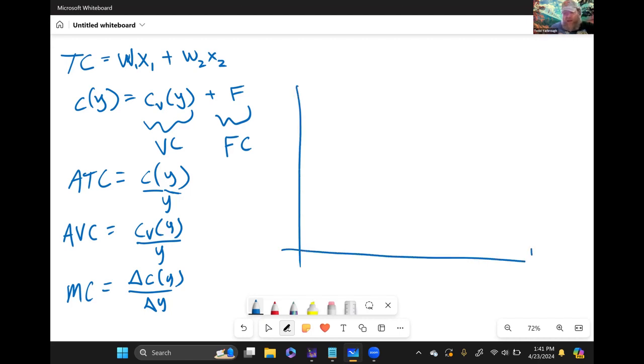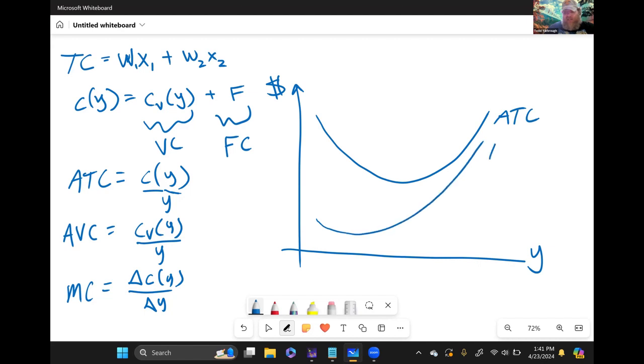We have output here. We're just going to put dollars here, to represent money. Average total cost typically looks like this. Average variable cost looks like this. And marginal cost looks like that.